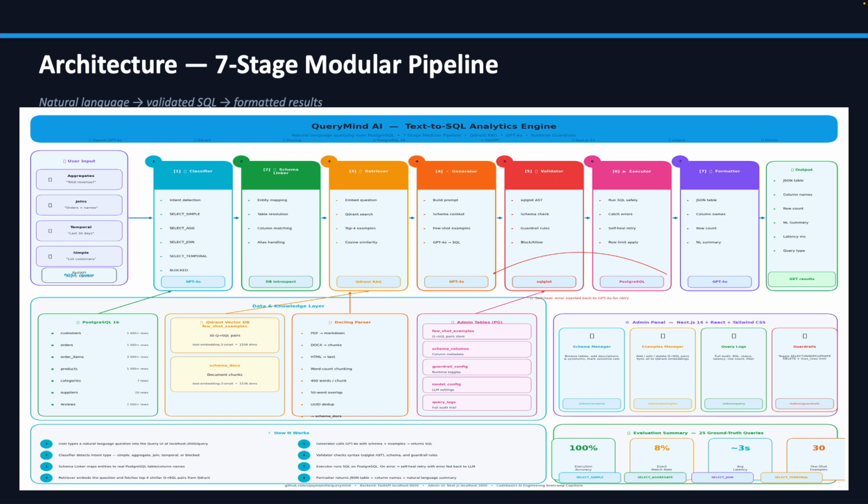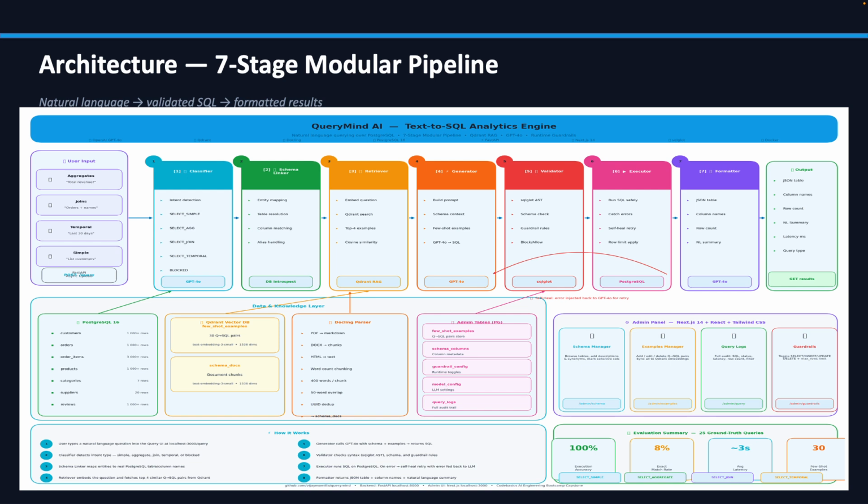Stage 3, retriever. This is the RAG component. It embeds the question using the OpenAI text embedding model, and this is the embedding model I'm using. And then for search, I'm using Qdrant for retrieving semantically similar queries. Let's assume that you give a few sample questions. If a similar search is available, it will retrieve from Qdrant.